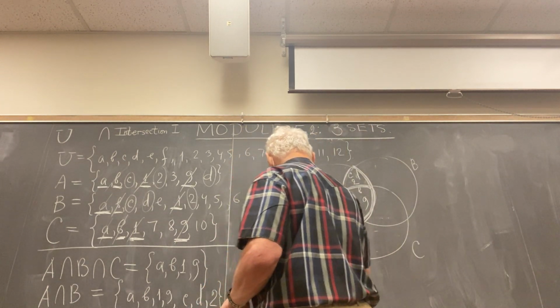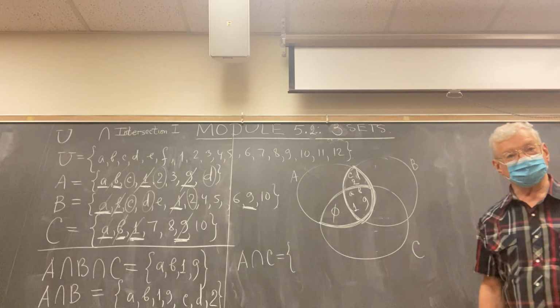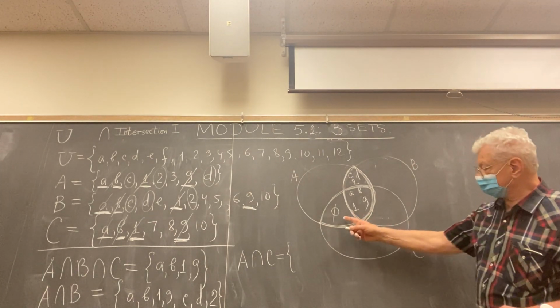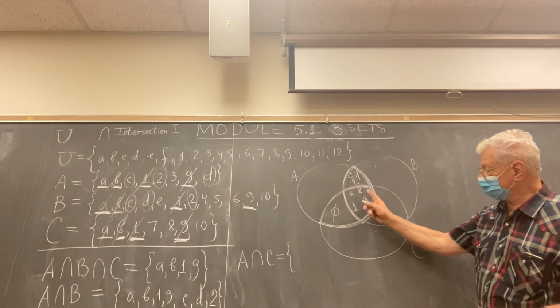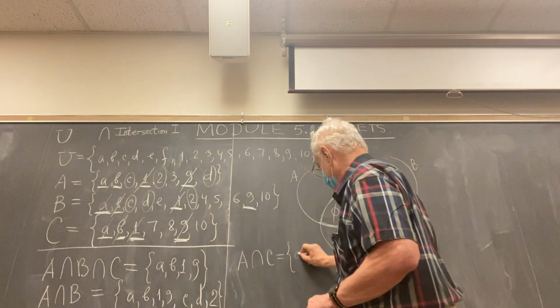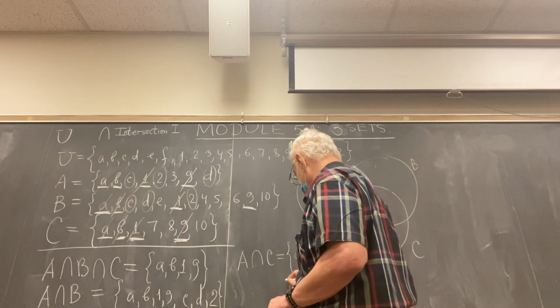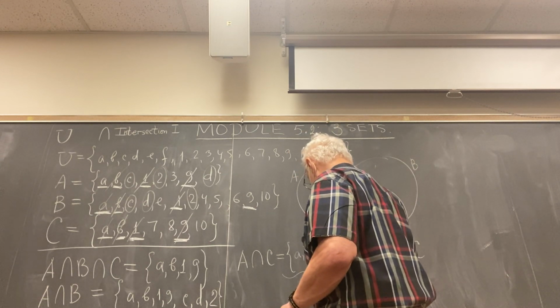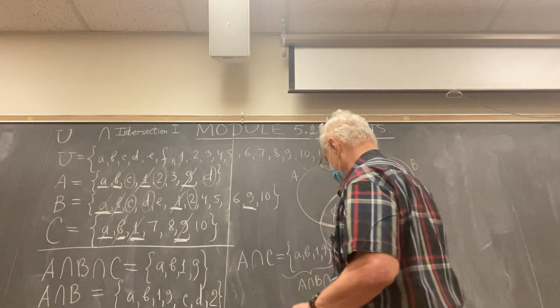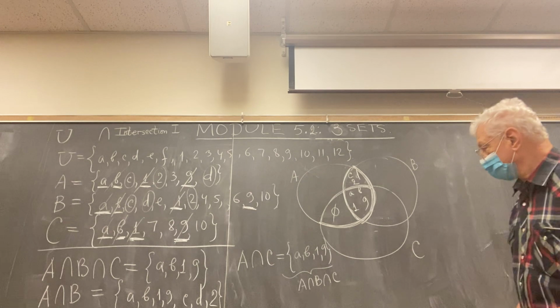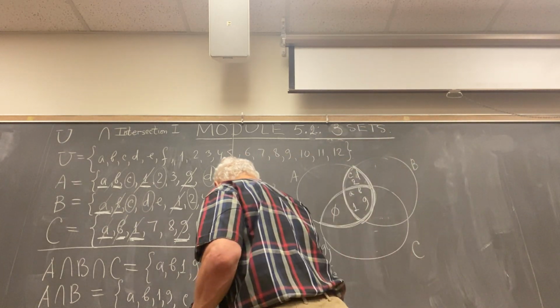Now we have A intersection C. What is A intersection C? A intersection C consists of empty and A, B, 1, 9. So we just write A, B, 1 and 9. And you see that this is the same as A intersection B intersection C together. Okay, good.